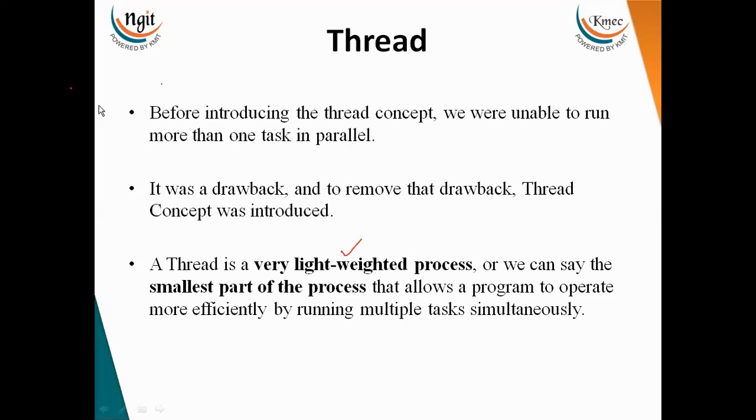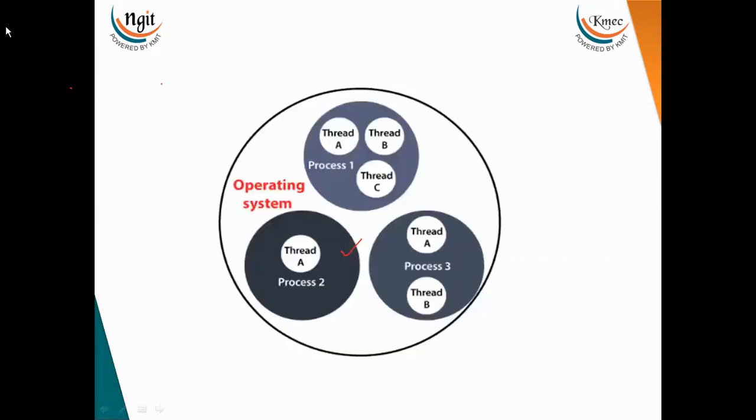Now, sir, can you give a diagrammatic representation? Here you can see the operating system, operating multiple processes simultaneously: process one, process two, process three. In each process, you have a lightweight program that is called a thread, right? If you are executing one thread at a time, that is called single threading. Sir, if I'm executing multiple threads simultaneously, then that is called multi-threading, right?